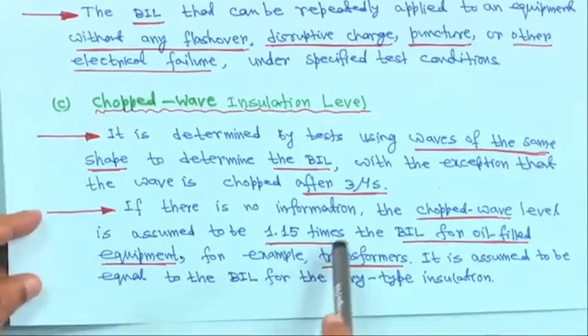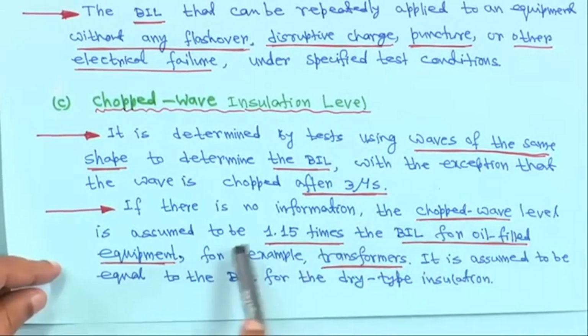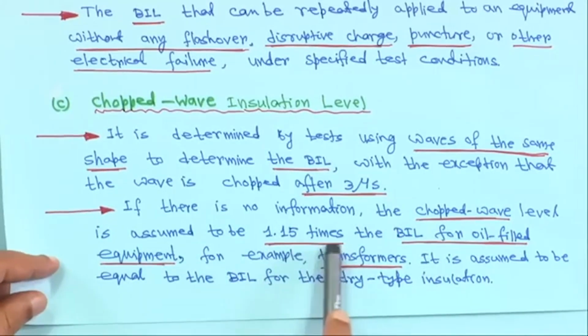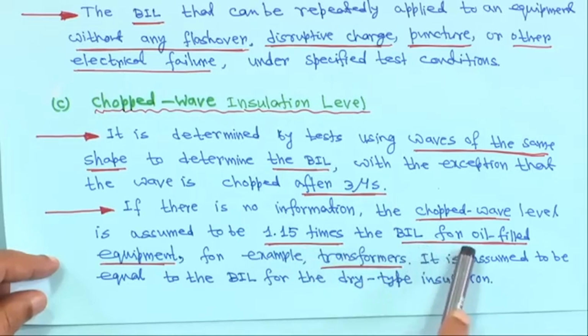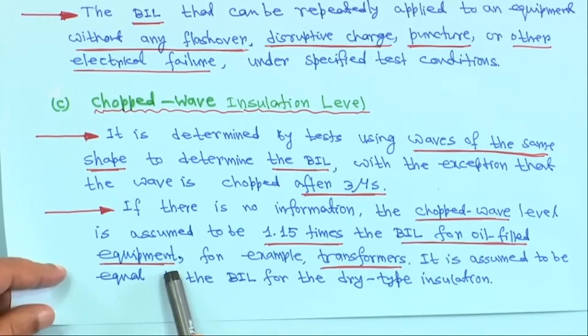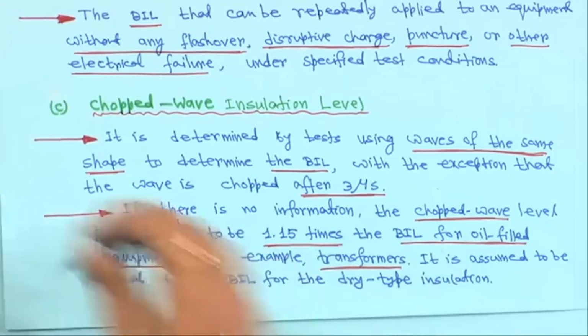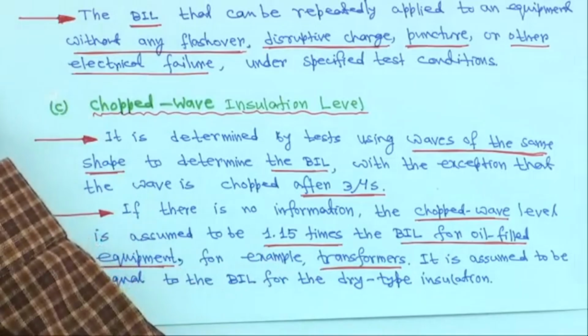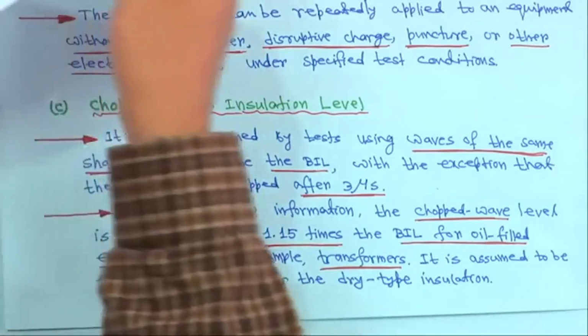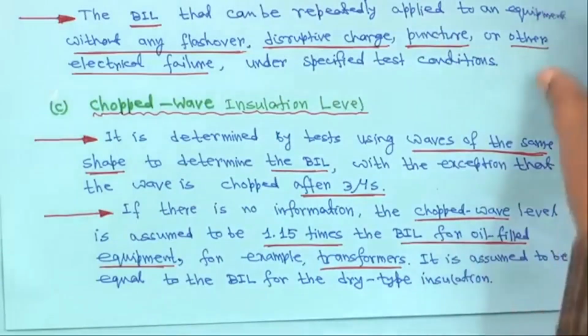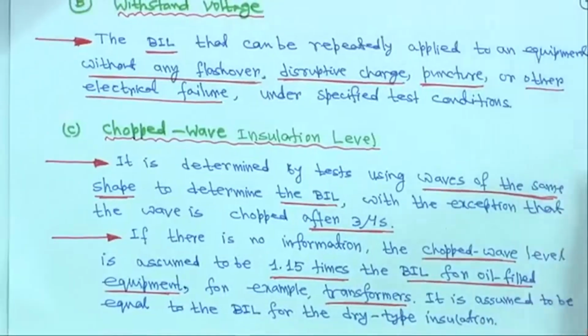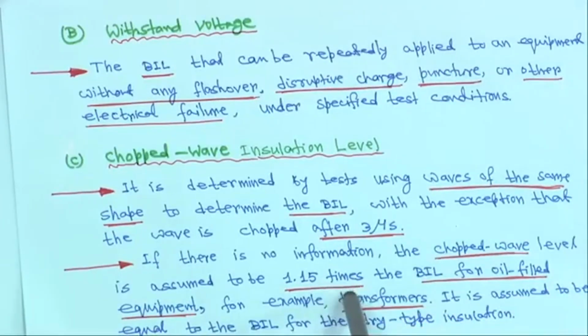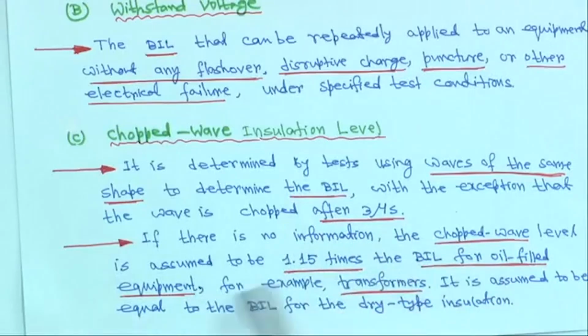If there is no information, the chopped wave level is assumed to be 1.15 times the BIL for oil filled equipment, for example, a transformer. It is assumed to be equal to the BIL for dry type insulation. Some experimental setup they do, and they take 1.15 times for the chopped wave.